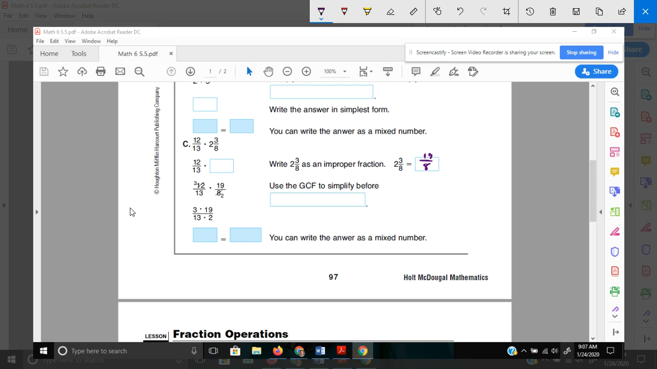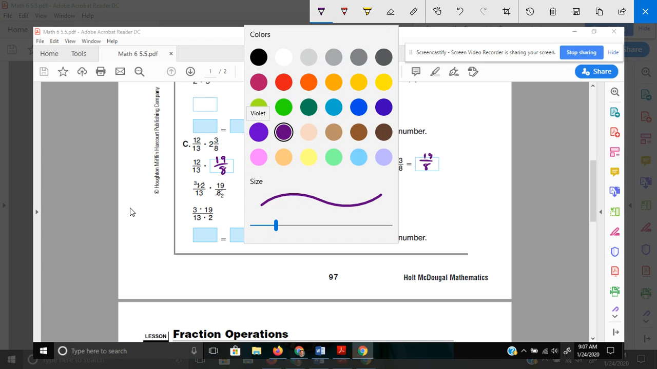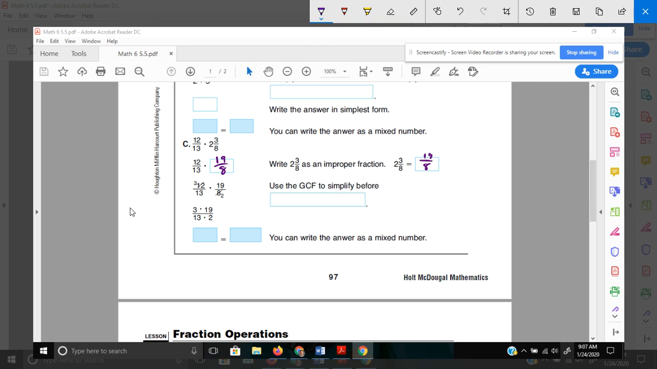19/8 is my improper fraction. And then before I multiply these, I'm going to simplify first. So what you can do is look diagonally and check to see if those have any common factors. Since 12 and 8 are both divisible by 4, let's simplify first. 8 divided by 4 would be 2, and 12 divided by 4 would be 3. That's how they got this 3 and 2.